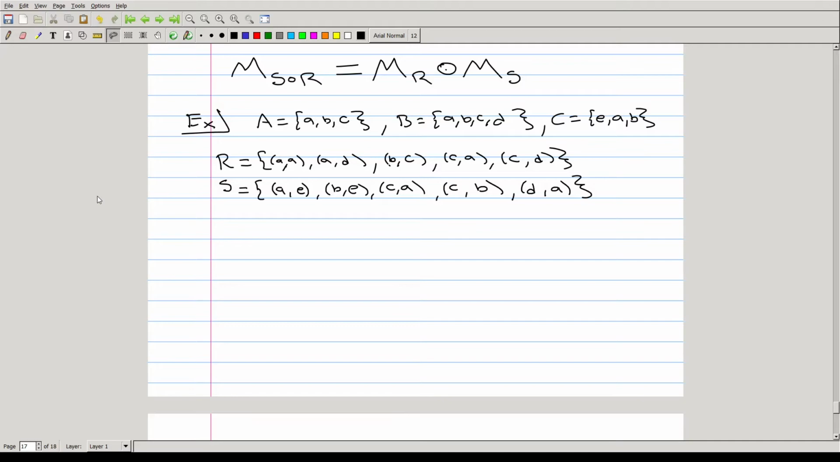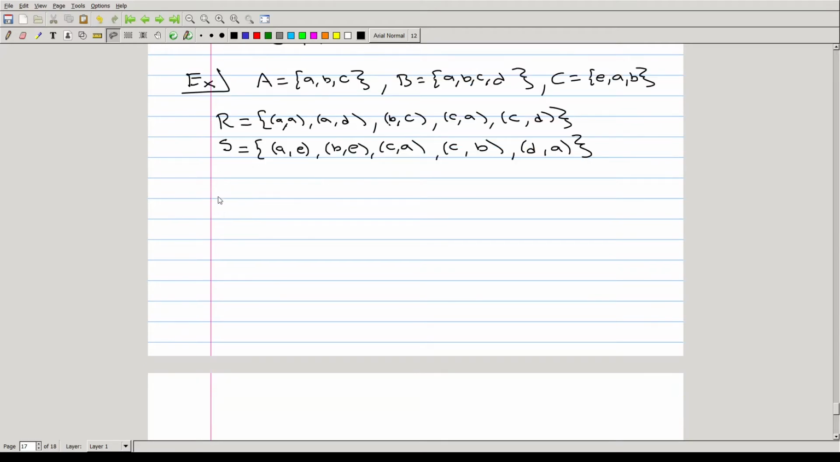And I've translated this example to using letters instead of numbers, just to show you that the type of these sets in the ordered pairs is rather irrelevant. So this is from a set A with 3 elements, A, B, C. Set B with 4 elements, where A is actually a subset of B. It's A, B, C right here, and an extra element D. And C is a set that has a new element E in it, but also contains A and B. We'll say that R is the relation AA, AD, BC, CA, and CD.